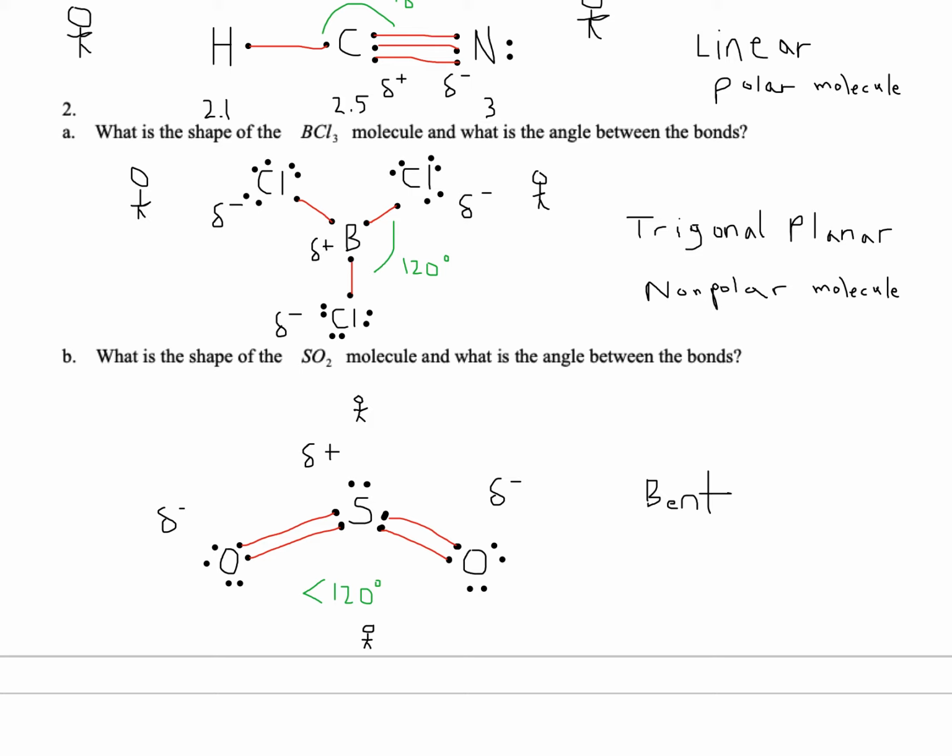For that reason, we're going to say that this molecule is actually polar. It has polar bonds, and because of the geometry being bent like that, it does allow one side of the molecule to be positive and the other end of it negative. So this is a polar molecule.